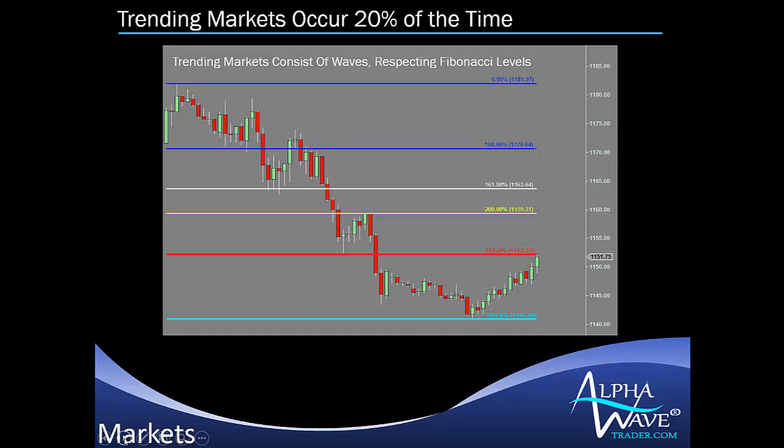Here are the trending markets, and this is what's important to recognize.